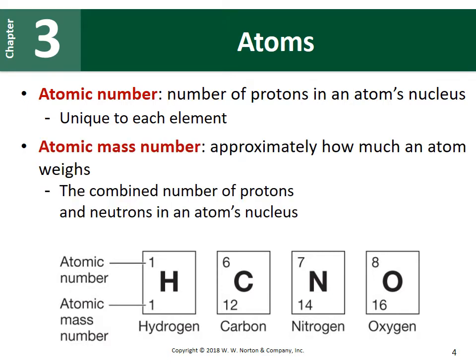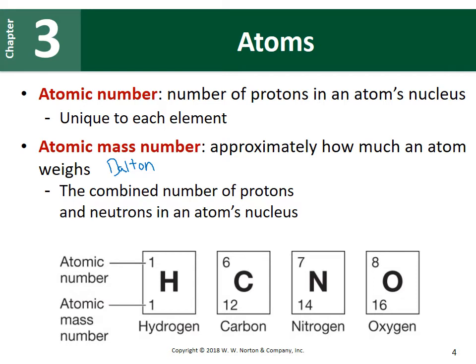In addition to atomic number, the protons plus neutrons gives the atomic mass number. This is approximately how much an atom weighs. This is weighed in a unit called a Dalton. 1 proton equals 1 Dalton, 1 neutron equals 1 Dalton. So we can combine or add together the number of protons plus the number of neutrons, and that will give the mass of that atom.